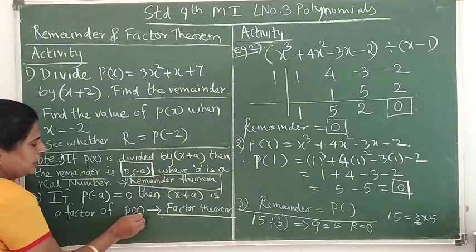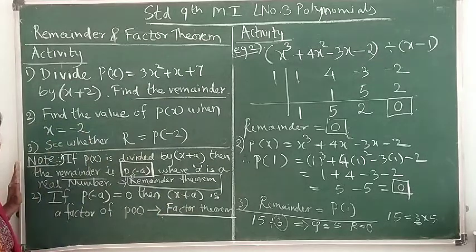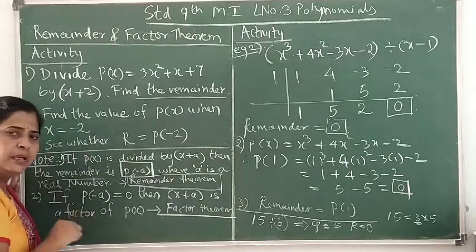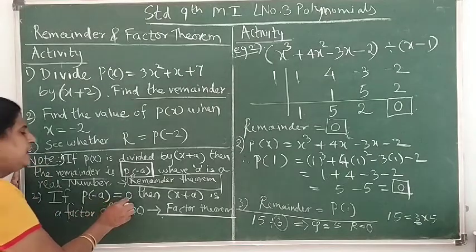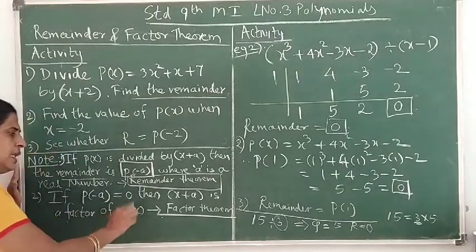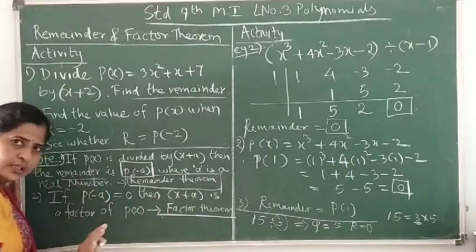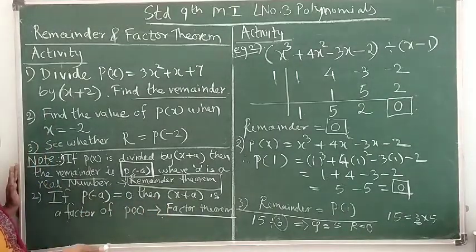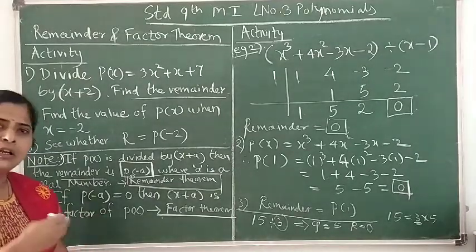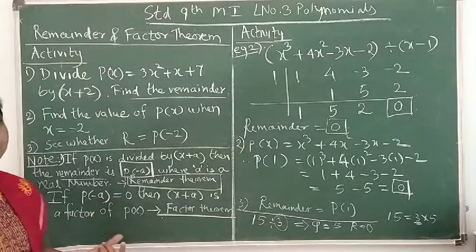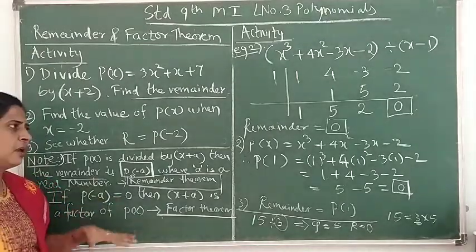Means for the given polynomial in x, the divisor is x plus a. To get its remainder, we will find this value p of minus a. And if this value is 0, then x plus a is a factor. And of course, if this is not 0, then it is not a factor. Means other than 0, if you have some other value for this, then it is not a factor. So this is called the factor theorem.